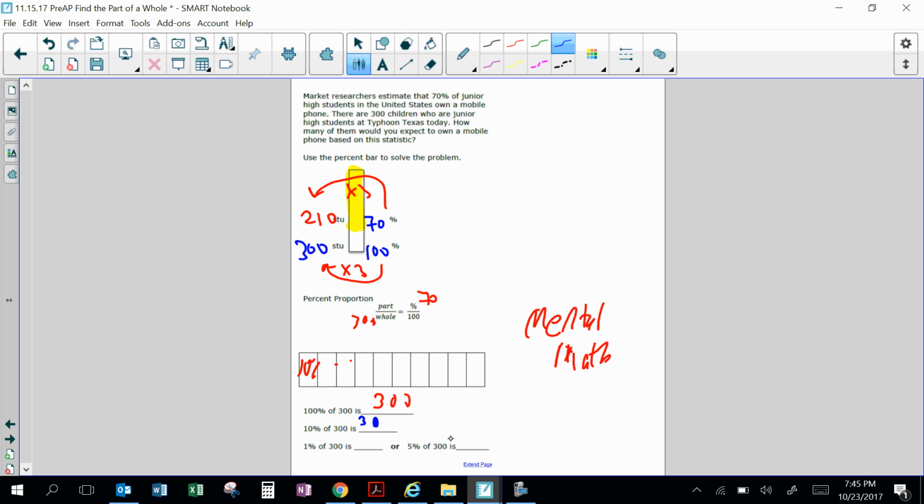So what would 5% be? 10% is 30. 5% would be 15 students. And what would 1% be then? If this represents 30 students and you have to break this down into 10 equal parts, or another way to do it is, if you had to break this 300 students right here into 100 sections, that would be 3 students. So some people can do mental math. So let's see, how did I do it mentally? If 10% of 300 is 30, 7 groups of 30 is 210.